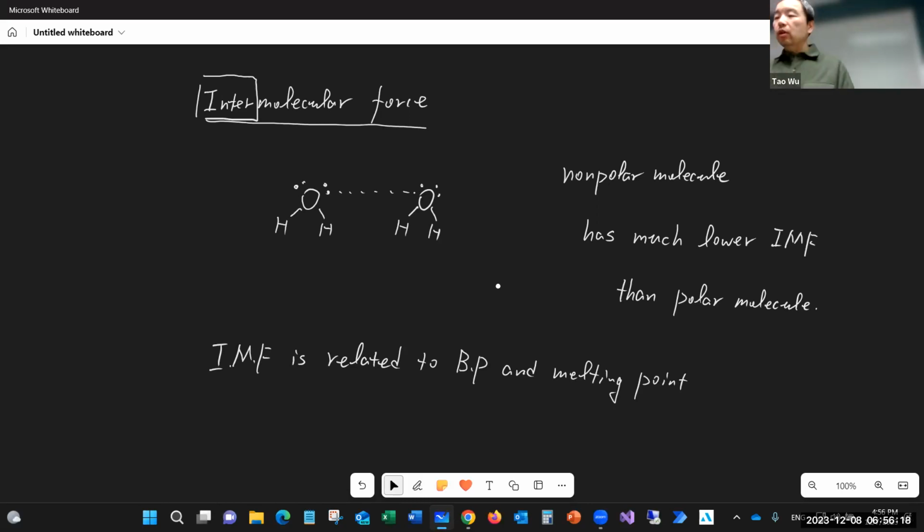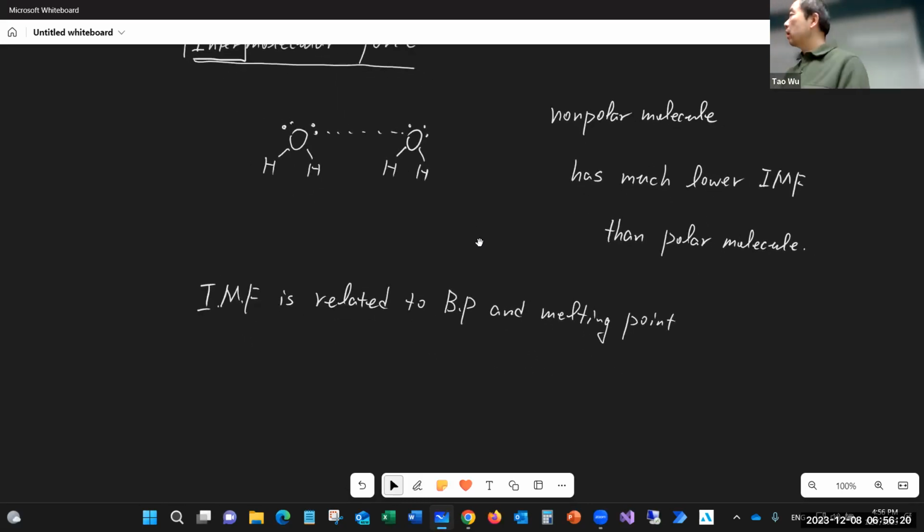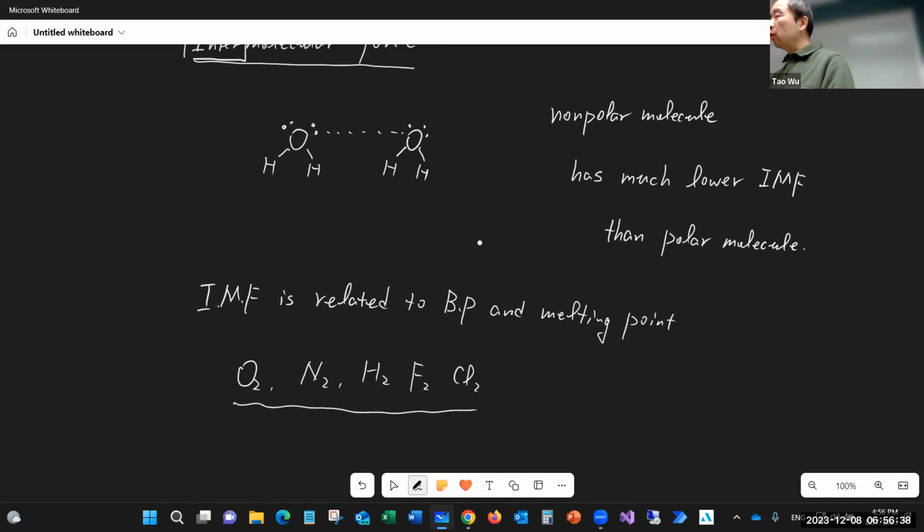Let's talk about real life. The common non-polar molecules you can see are oxygen gas, nitrogen gas, hydrogen gas, fluorine gas, chlorine, those are all gases, and bromine. Bromine is a little bit heavier, and iodine is even heavier. But if you look at those guys, they're all gases, right?